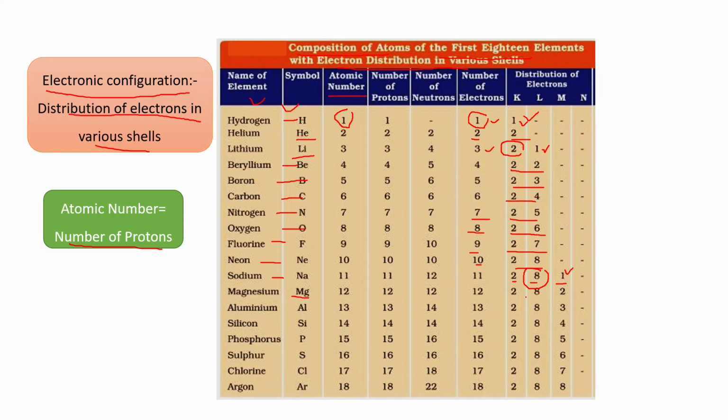Magnesium, this is 2, 8, 2. Aluminium, Al, 2, 8, 3. Silicon, Si, 2, 8, 4. Phosphorus, this is 2, 8, 5. Sulfur, this is 2, 8, 6. Chlorine, Cl, 2, 8, 7. Argon, Ar, this is 2, 8, 8. Dear student, you have to remember the name of the element along with the symbol, the atomic number of the elements, and the distribution of electrons, like this. That is, the distribution of electrons, meaning the electronic configuration of these elements, you have to memorize.